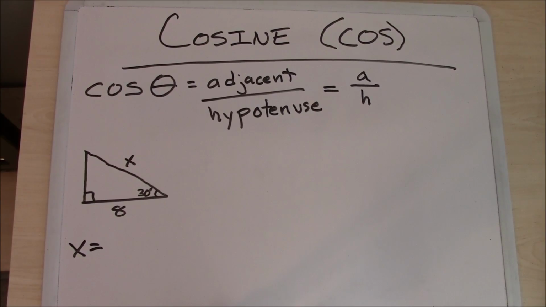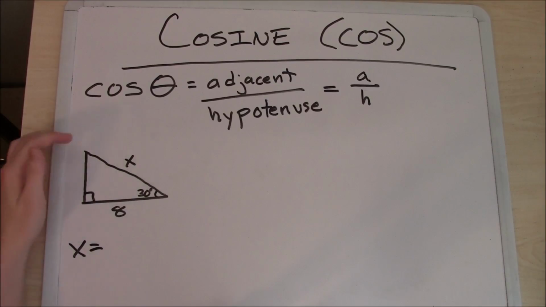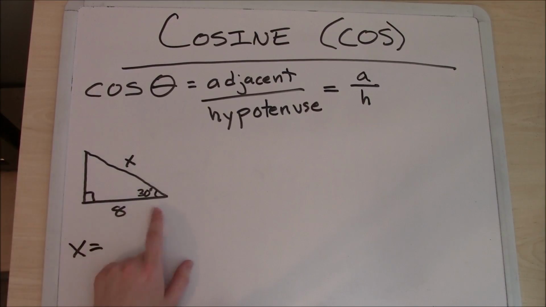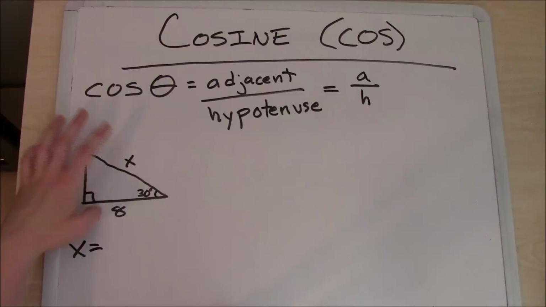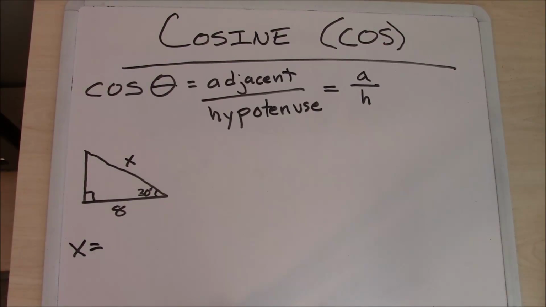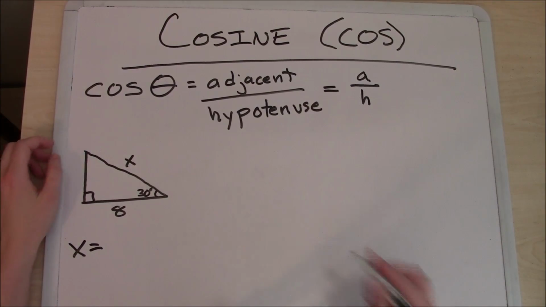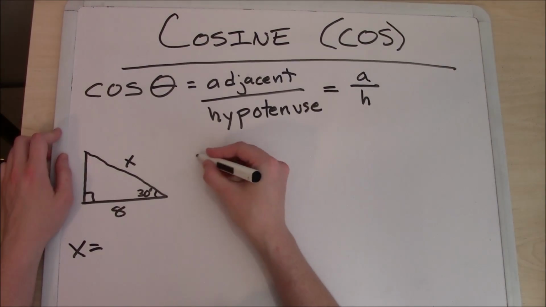Cosine. Okay, cosine deals with a right triangle, and it works when you have an angle, an adjacent side, and a hypotenuse. Now, one of these values is going to be x, or a different variable, and you're going to solve for that. So in this one, we're going to solve for x. What we're going to do is take our key problem here, and input the values that we know.